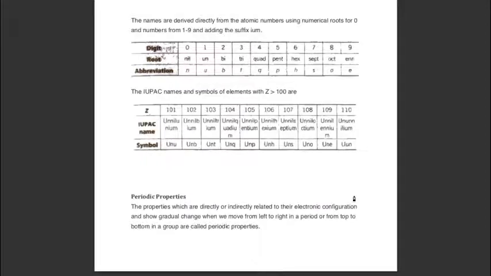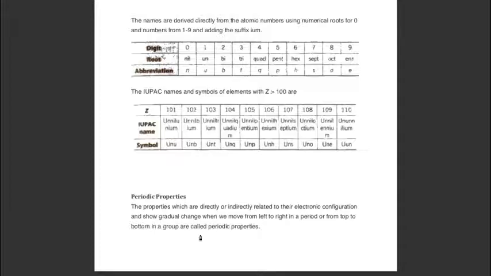Hello students. Now in this video I will discuss periodic properties of elements. Periodic properties are the properties which are directly or indirectly related to their electronic configuration and show gradual change when we move from left to right in a period or from top to bottom in a group.